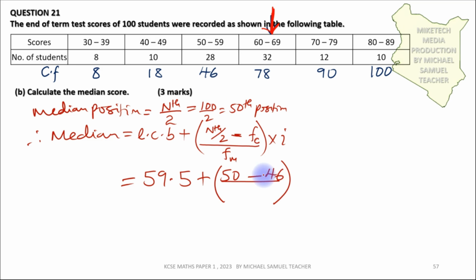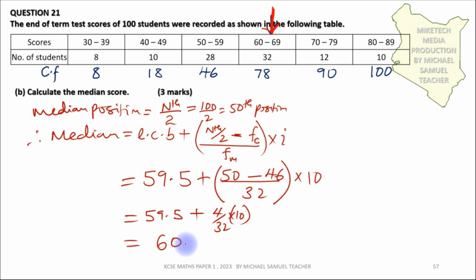which comes before the median class, then divide by the frequency of the median class, which is 32, then times the class interval. So we get the class interval, 40 minus 30, or 50 minus 40, that way we get 10. So this will be 59.5 plus 50 minus 46, that is 4, over 32 times 10. So we end up getting 60.75. So that is the median score.